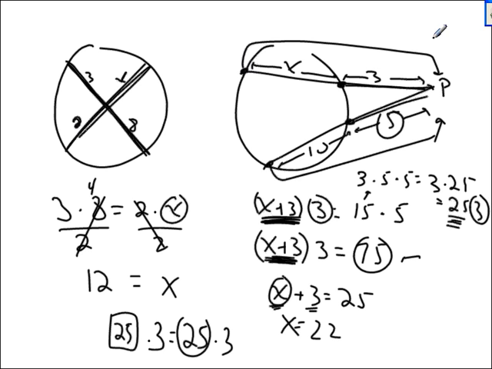22 plus 3 is 25. What plus 3 is 25? 22. So x is 22 in this problem. Nice problem. Notice theorems. These are friendly, nice, simple problems.